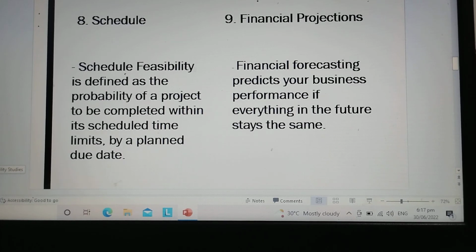If you think there's a chance that demand for your product or service will increase in the future, creating a financial projection with that in mind will help you plan for the potential outcome.